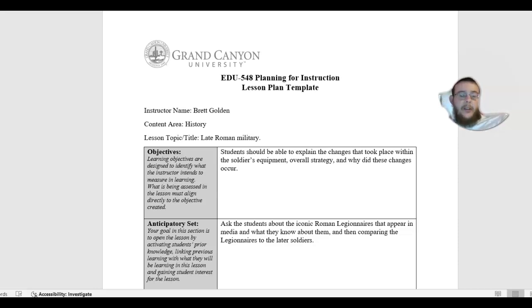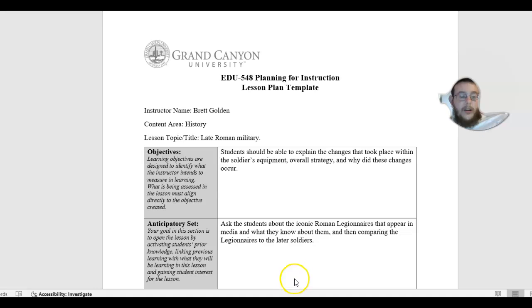So, for objectives, students should be able to explain the changes that took place between soldiers' equipment, the overall strategy of the Roman Empire, and why these changes occurred.